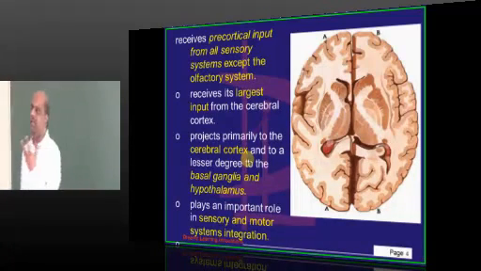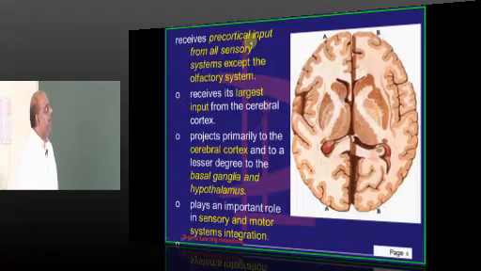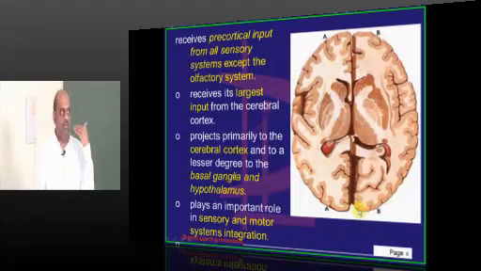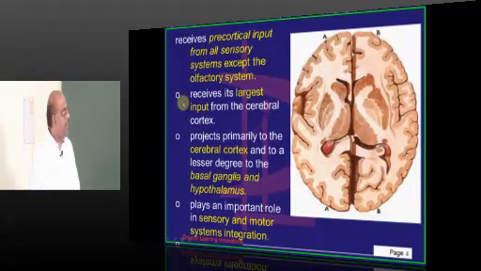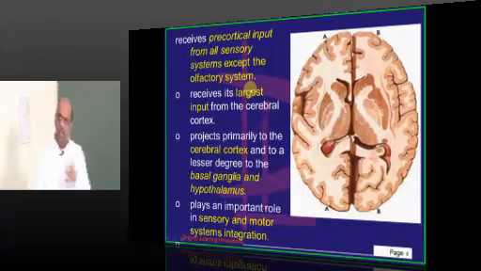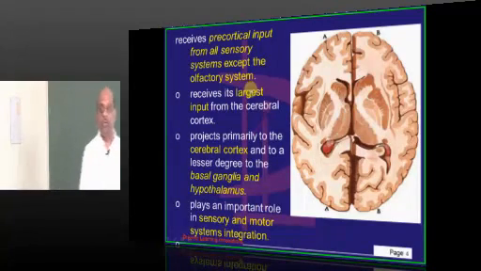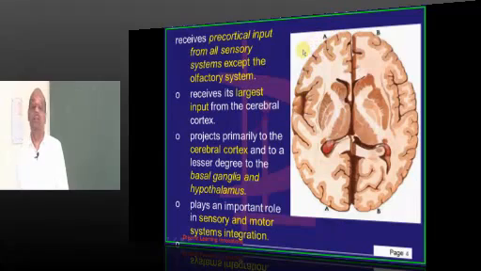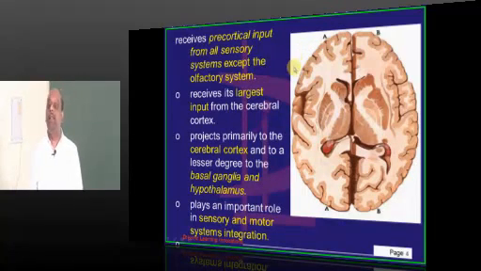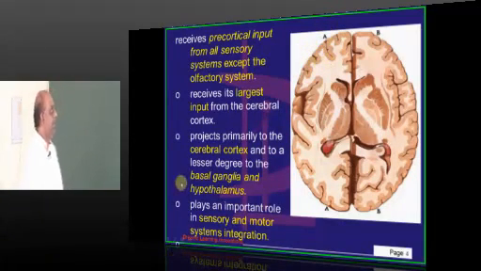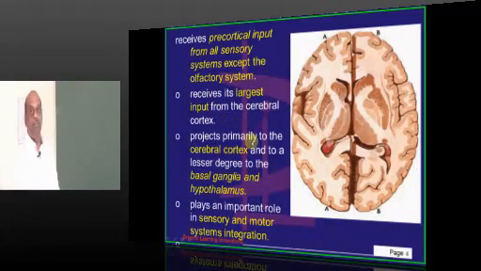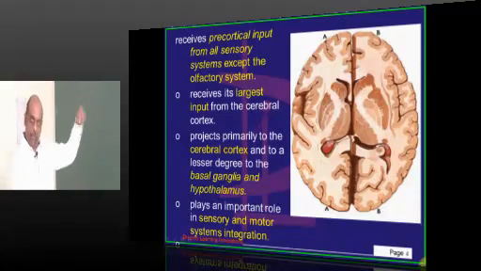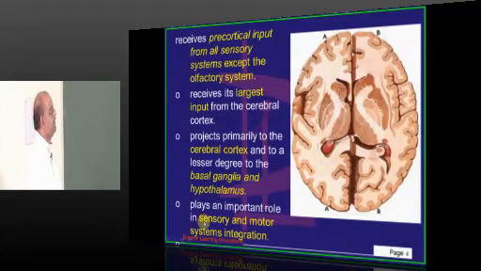So what is the main function of thalamus? It receives the precortical input. Before the sensory cortex receives the sensory input, the thalamus receives the sensory input from all the sensory systems. What is the only exception? Olfactory system. Without telling thalamus, we smell things, right? And it receives the largest input once more from the cerebral cortex back to the thalamus.